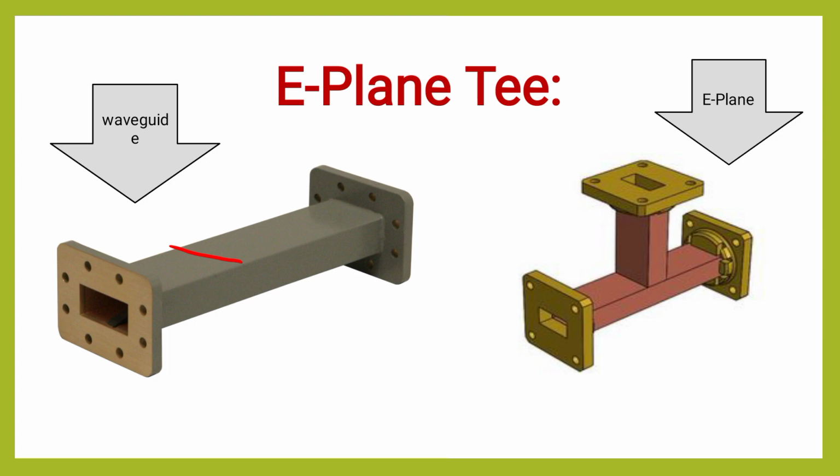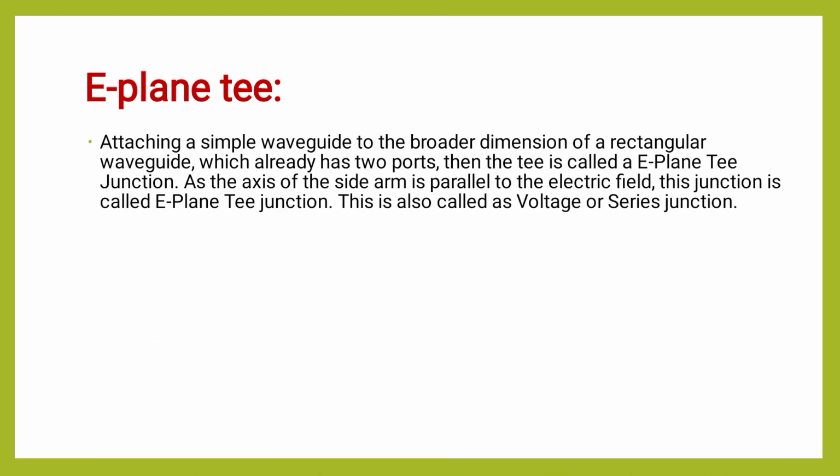Now I am going to define the E-plane T. Attaching a simple waveguide to the broader dimension of a rectangular waveguide which already has two ports, then the T is called an E-plane T. I already told you, if we take one simple rectangular waveguide and attach one more waveguide to the broader dimension of the rectangular waveguide, then it will become an E-plane T. And as the axis of the side arm is parallel to the electric field, this junction is called the E-plane T junction.